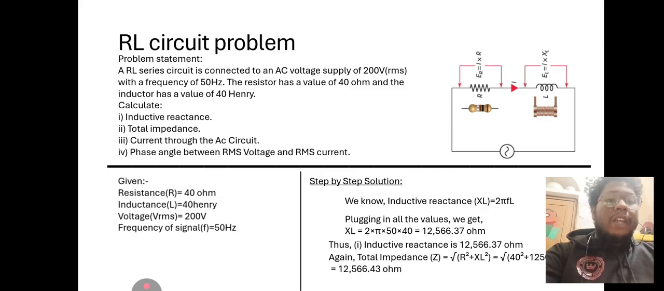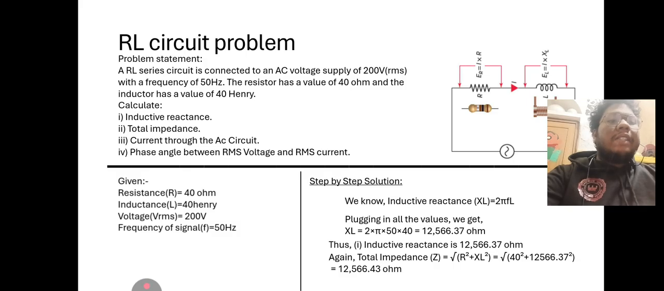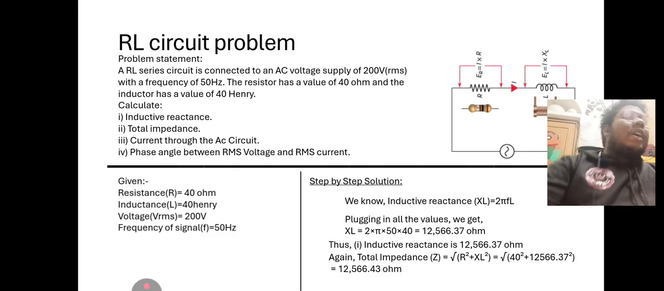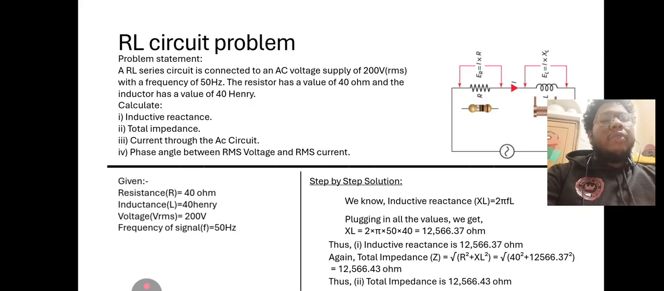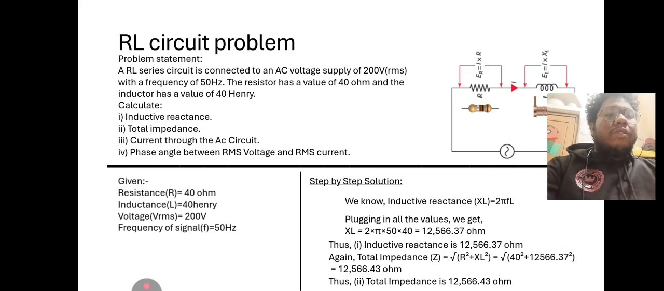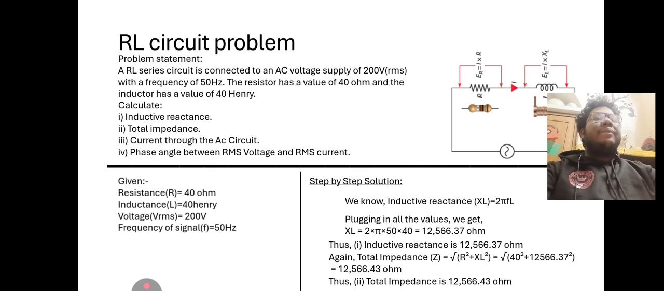Now let's go to the second question, the total impedance. The total impedance is denoted by Z, and its formula is the square root of R squared plus XL squared, where R is the resistance and XL is the inductive reactance. We know one from the given part and one from the part we just derived. So we do 40 squared plus 12566.37 squared, take the root of the whole thing, and we get 12566.43 ohm. So the total impedance is 12566.43 ohm. I have no space left in this slide, so I'll go to the next slide.